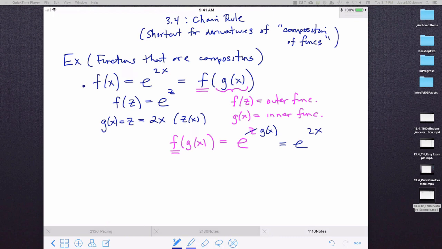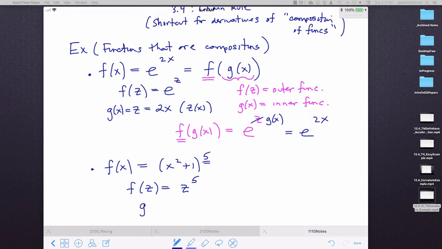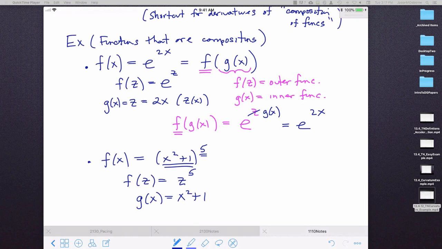Okay, you may also see something like f of x is equal to x squared plus 1 to the 5th power. This is an easier one to see the composition of, in my experience, because most people are going to see f of z. They're going to see the 5, and it's on the outside. So you'll see this as z to the 5th power. And then you're going to see the inner function g of x is equal to x squared plus 1, because x squared plus 1 is on the inside of the 5. This one seems to make the most sense to people.